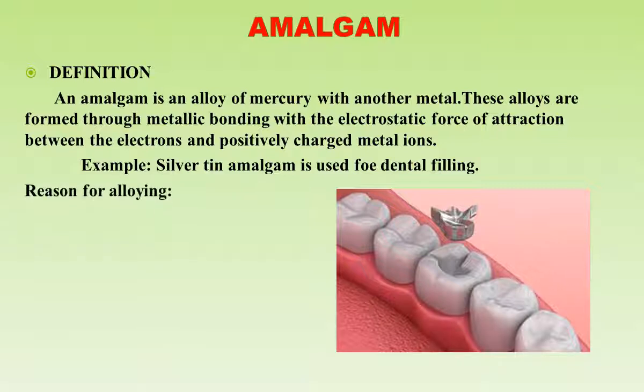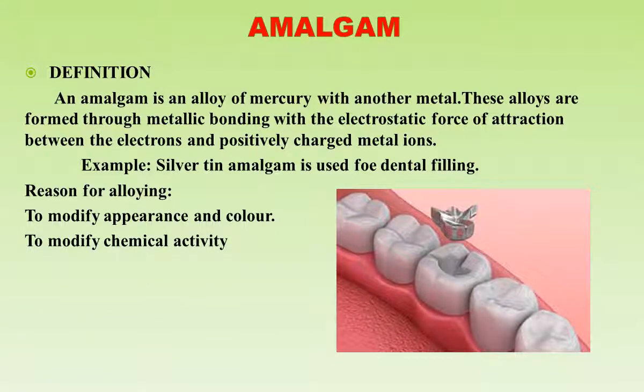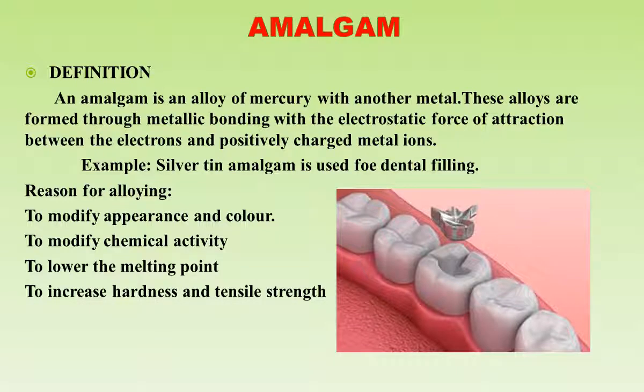And what is the reason for alloying? Why do we need alloys? To modify the appearance and color. So if we need some change in appearance and color, we have to use an alloy. Also to modify chemical activity, lower the melting point, increase hardness and tensile strength, and increase the resistance to electricity.